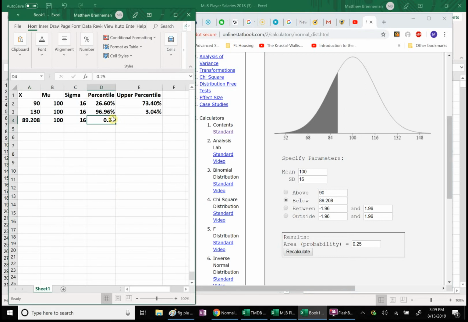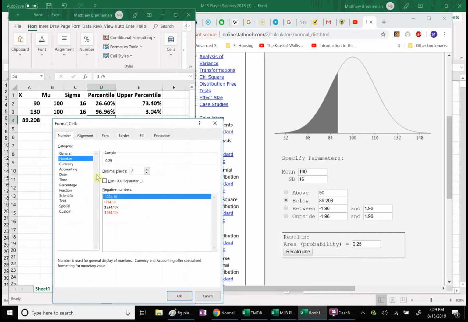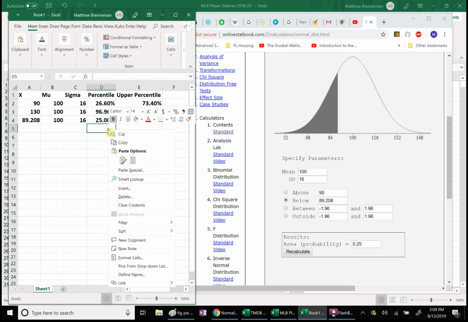I don't think this will work if it's an actual percentage. Let me just check really quick. Maybe it will. Let's see. Okay, it will. Yeah, Excel does interpret percentages as decimals internally, so it would still end up working. So let's go ahead and do that.